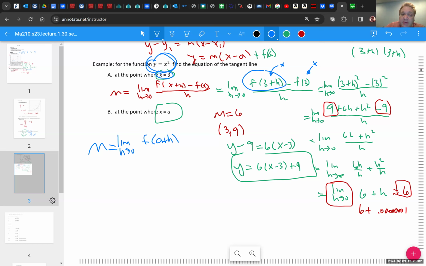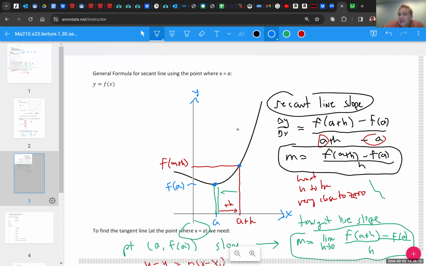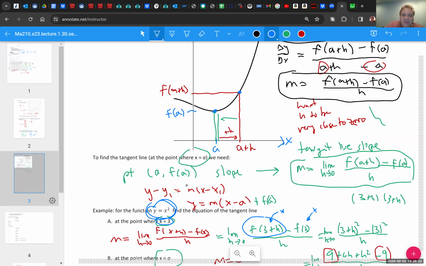F of 3, remember we're not doing it at 3, we're doing it at a, so minus f of a, over h. I mean, that's exactly the formula, right? That's the formula that we discovered up here because it said at the point x equals a. So that's the same formula. So yes, of course, it's the same thing right there. Okay, so that's our general formula.